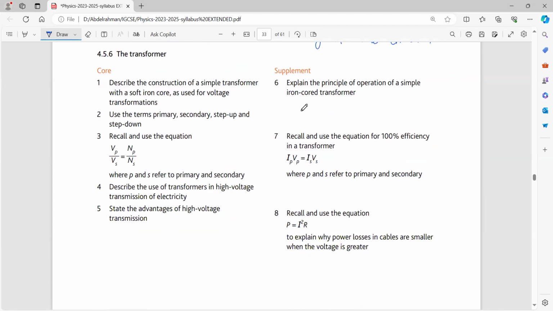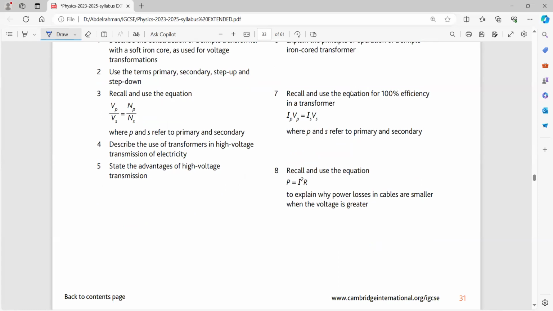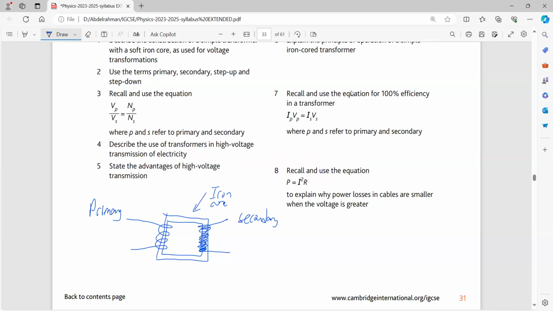Transformers, the last part in unit 4. Describe transformers, it was rather easy, alhamdulillah. Describe the construction of a transformer. How do we draw a transformer? We simply draw an iron core, and then the primary coil on the left-hand side and the secondary coil on the right-hand side. This has to be an iron core, and these are the primary and secondary coils.